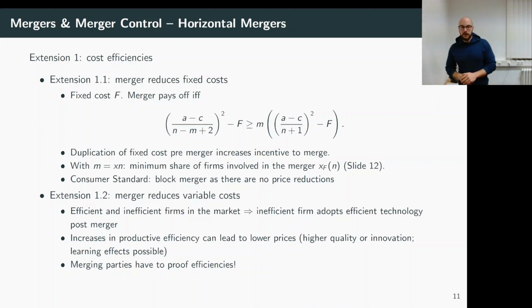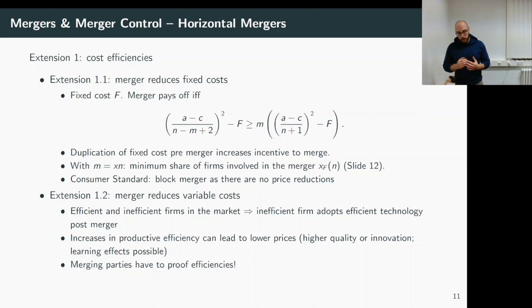And we can think about two cost components, the fixed costs and the variable costs, that can be reduced here. If we use our condition for the merger to pay off from before and include fixed costs, capital F here, then we see that after the merger, you have 1 times the fixed cost, whereas pre-merger, you have m times the fixed costs. So you reduce the scope of fixed cost duplication, and that increases the incentive to merge. And we can look at the minimum share of firms involved in order for the merger to pay off on slide 12, which is the next slide, and we will see that it alleviates the problem.